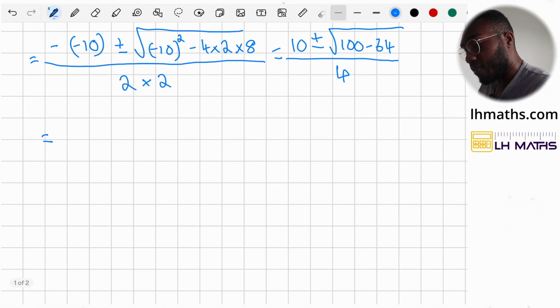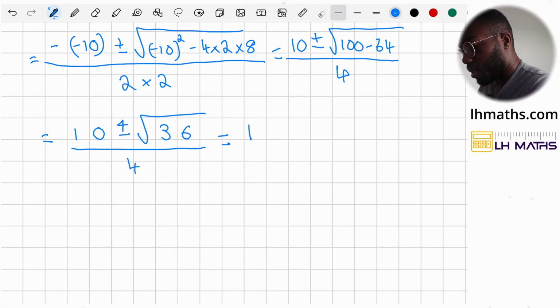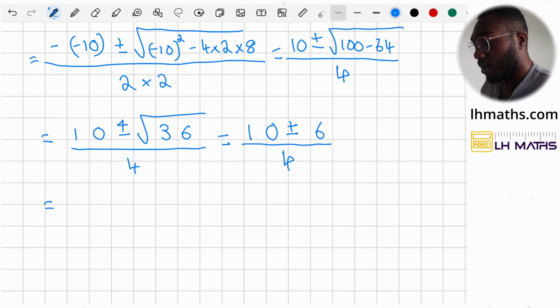So now we have 10 plus or minus the square root of 100 minus 64 is 36, and that is over 4. And then we get 10 plus or minus the square root of 36, which is just 6, divided by 4. Then, therefore, we have two outcomes. We either have 10 plus or minus 6 divided by 4.